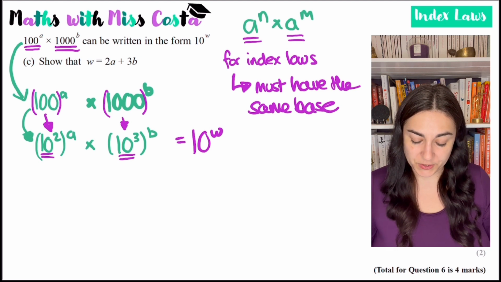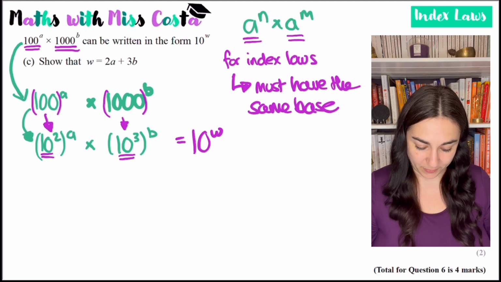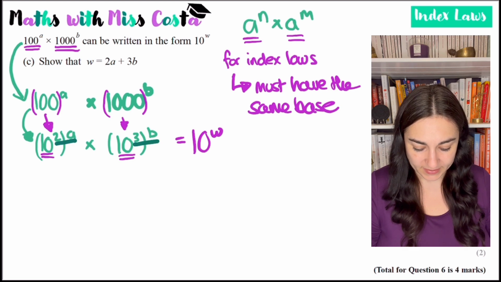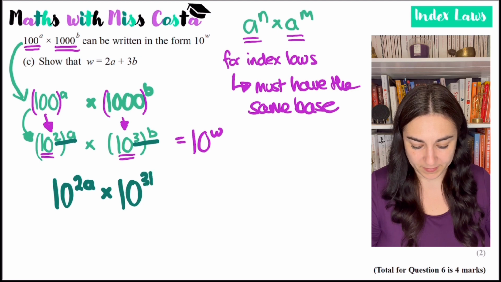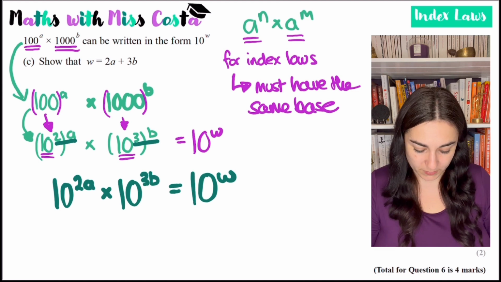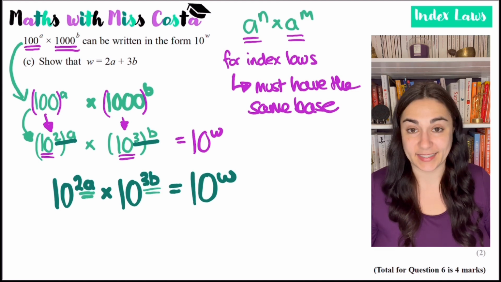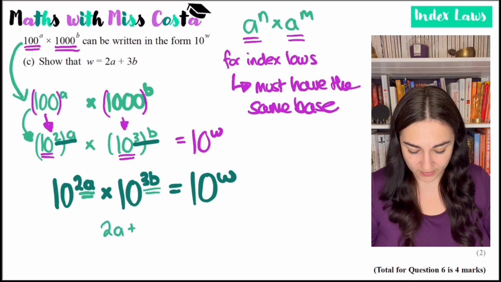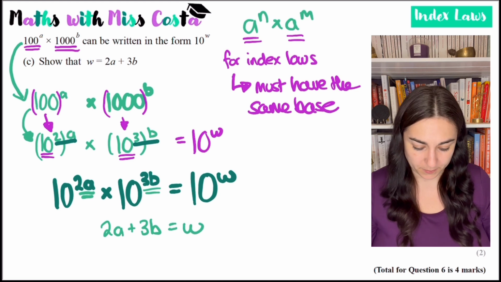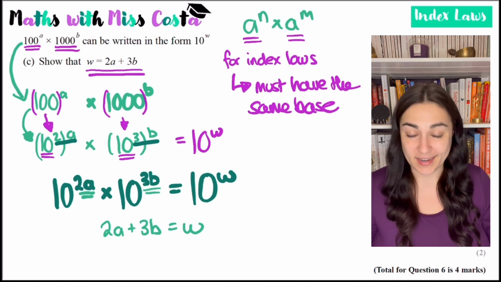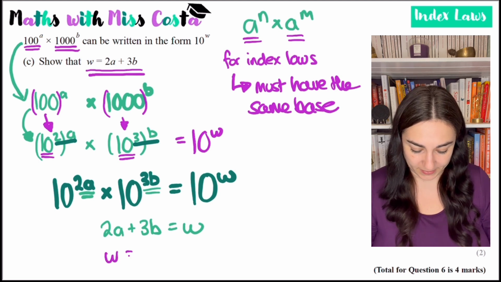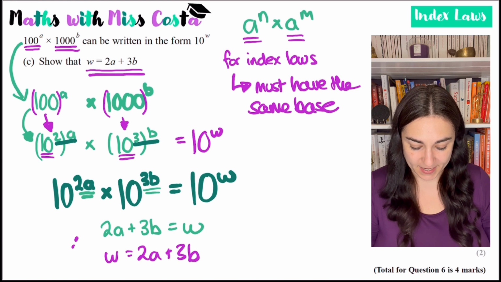So now what do I do when I am multiplying indices in brackets? Well, I multiply the powers. So that would become 10 to the power of 2a times 10 to the power of 3b, which must be equal to 10 to the power of w. And what is the law for multiplying indices? When I multiply indices that have the same base, I simply add the powers. Therefore, I can form an equation: 2a plus 3b must be equal to w. The question is asking me to prove that w equals 2a plus 3b, and that is how I would do it. I could rewrite it as w equals 2a plus 3b if I'm being pedantic, but they mean the same thing.